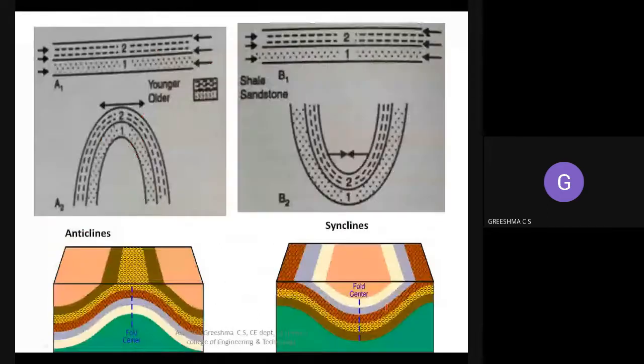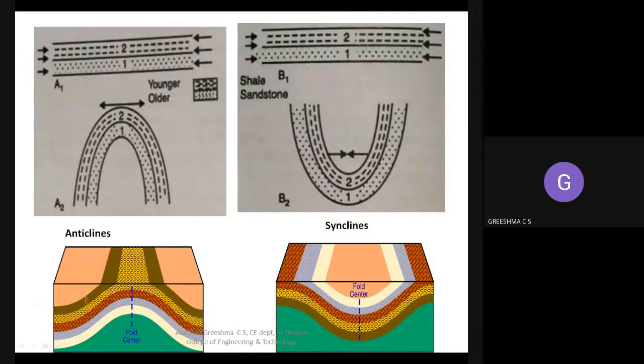See the picture, and study with the picture. You can see here in the synclines, older rocks are on the outermost side, and the inner part has younger rocks.